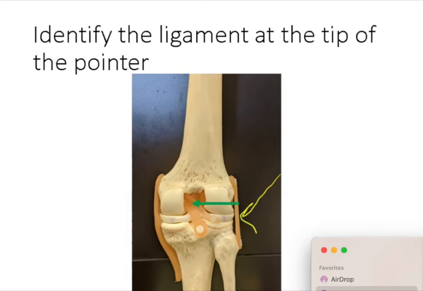So if we're looking at this side of the knee, that's the ligament that's connecting to the fibula. So that would be the fibular collateral ligament, or we can also say the lateral collateral ligament.